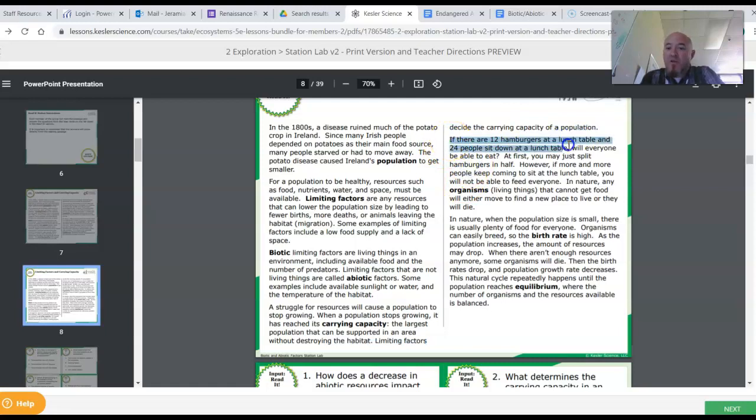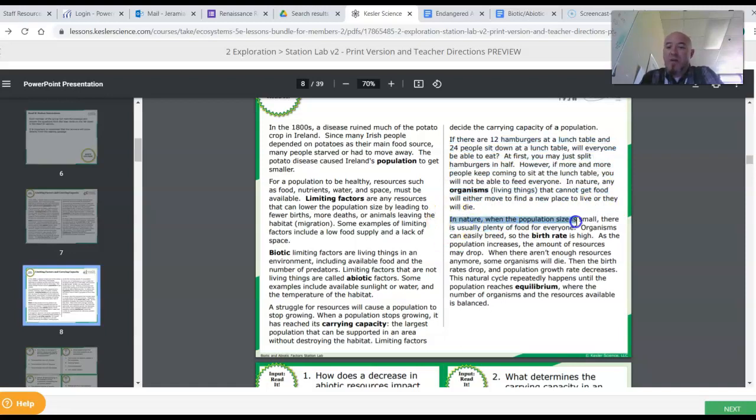If there are 12 hamburgers at a lunch table and 24 people sit down at a lunch table, will everyone be able to eat? Well, at first you may just split the hamburgers in half. However, if more and more people keep coming to sit at the lunch table, you'll not be able to feed everyone. In nature, any organisms, living things, that cannot get food will either move to find a new place to live or they will die.